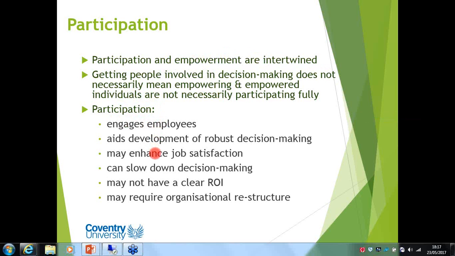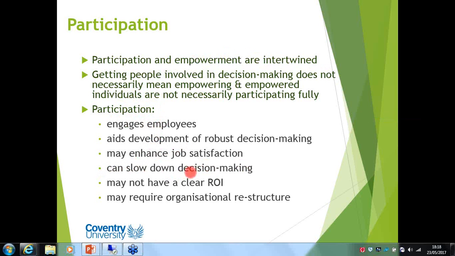Again, this can enhance job satisfaction. Even those employees who don't necessarily engage or may not want to feel empowered, it still may make them feel happier about coming to work, knowing that they're being asked for their opinion on some key decisions.